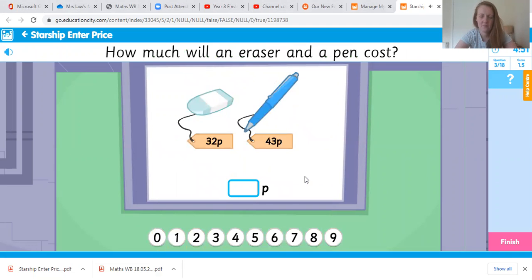How much will an eraser and a pen cost? Okay, so I'm not going to do the rest of them with you because I want you to do these on your own, okay?